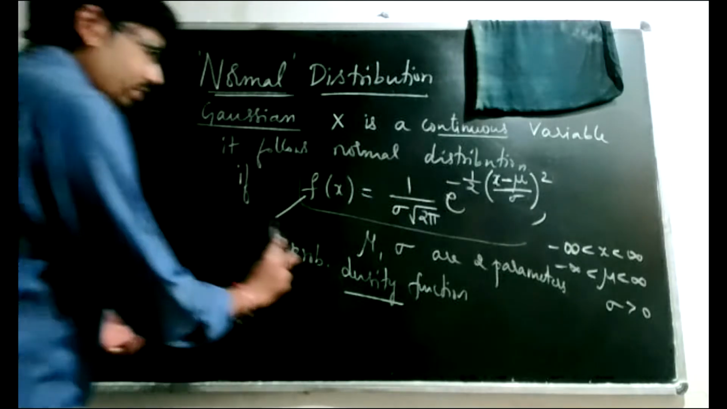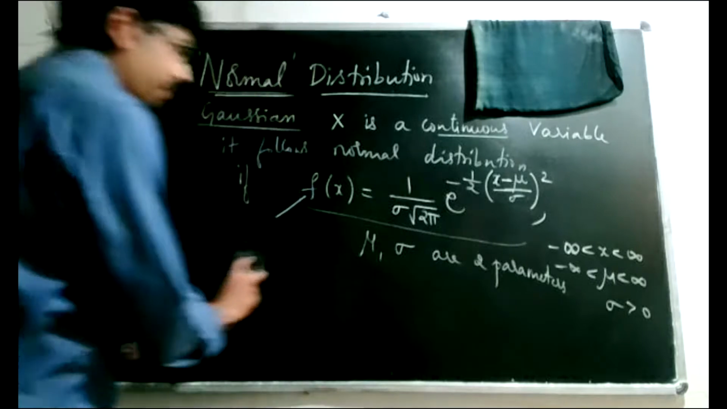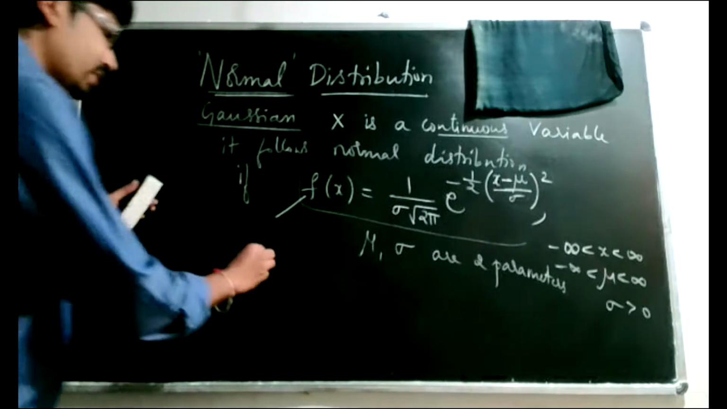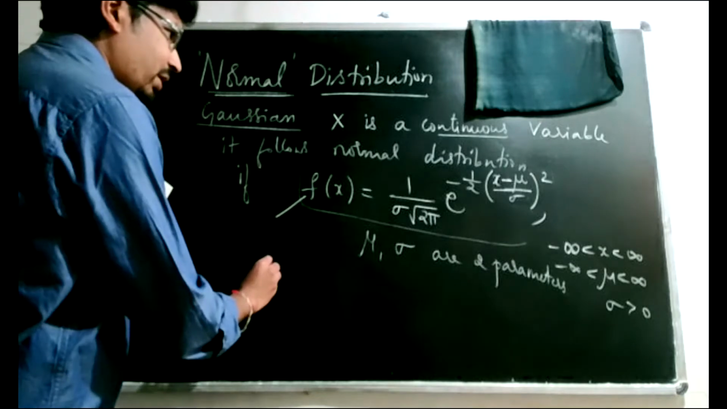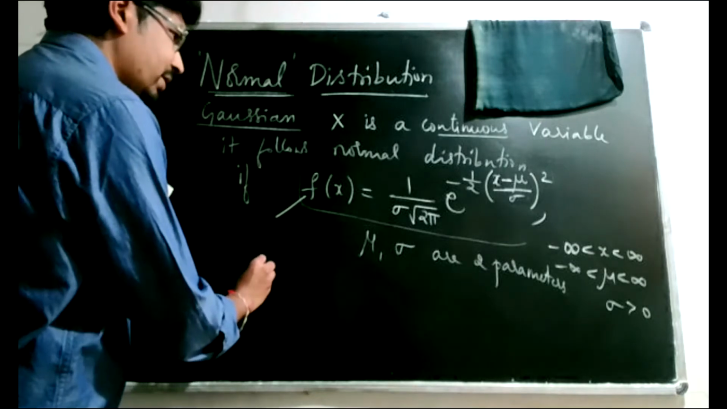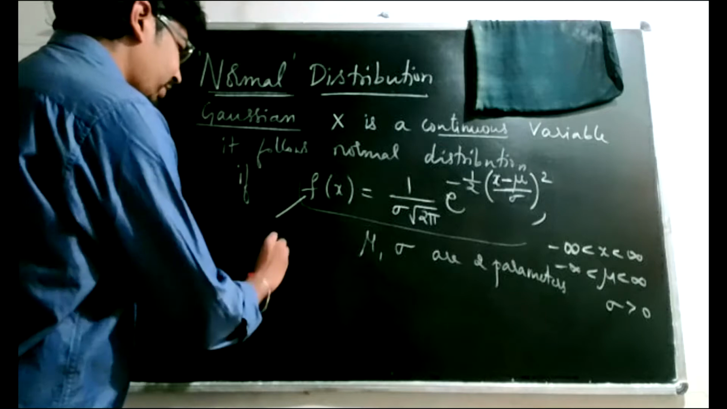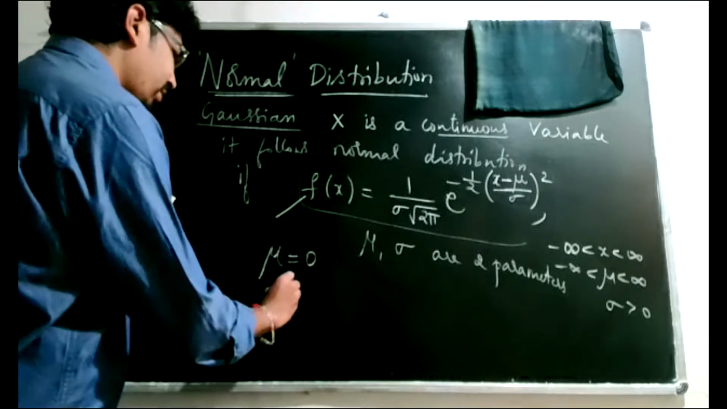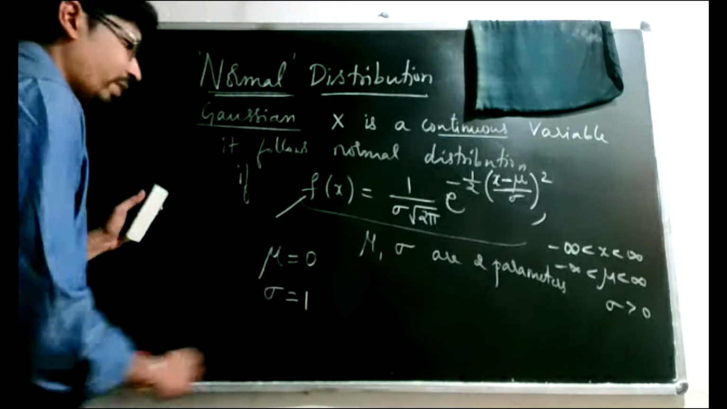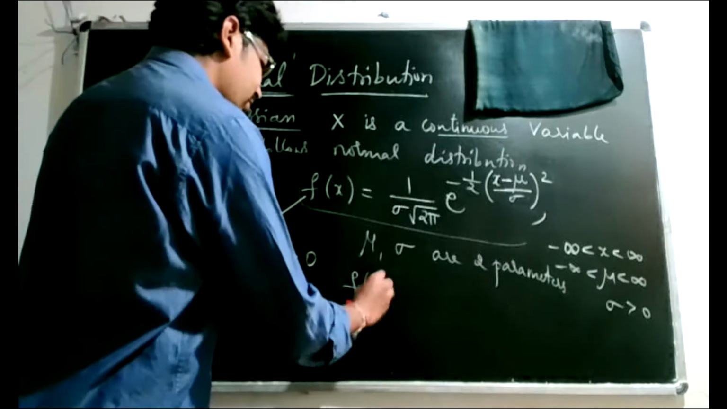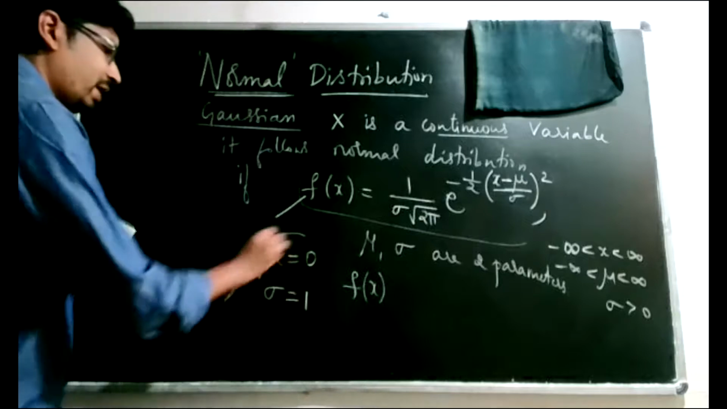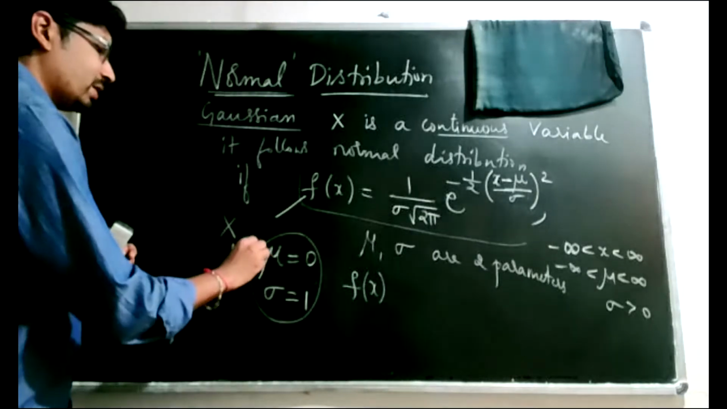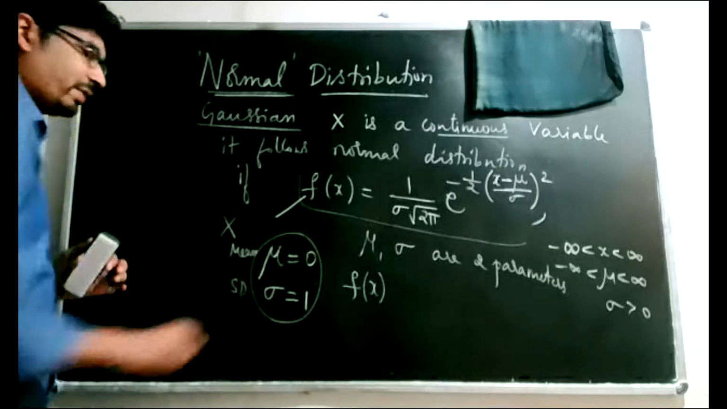Okay, so let us look into the shape of this particular density function. What I do now is I'll take an exercise and show you how the plot comes. To make things much simpler, I take mu equal to 0 and sigma equal to 1. So this is a special case where my variable x is such that its mean is equal to 0 and its standard deviation is equal to 1.